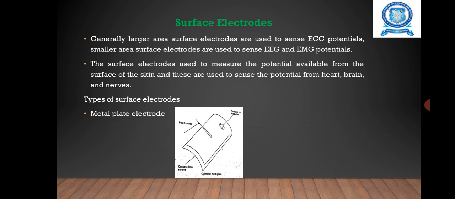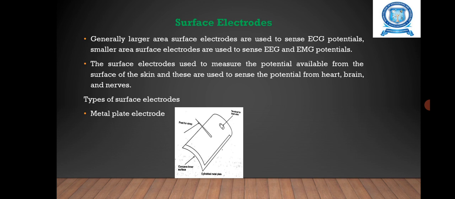The first one is surface electrodes. Generally, large area surface electrodes are used to sense ECG potentials. Smaller area surface electrodes are used to sense EEG and EMG potentials. They are used to measure the potential available from the surface of the skin, and to sense the potential from the heart, brain and nerves. Among surface electrodes we have different types. The first one is the metal plate electrode.